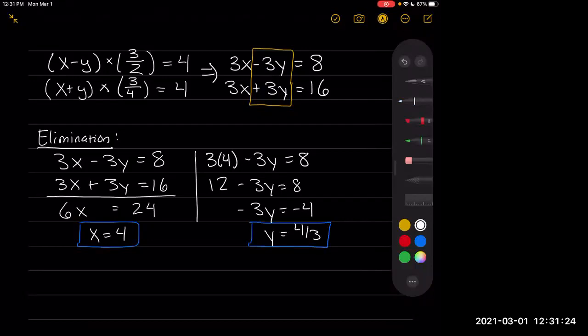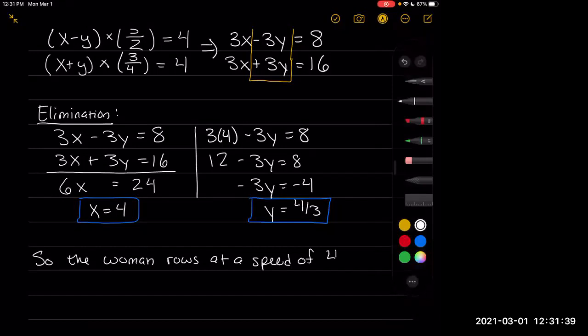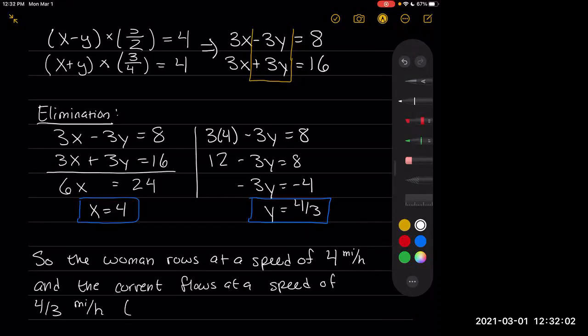Okay, so now we need to write it as a sentence. So the woman rows at a speed of 4 miles an hour, and the current flows at a speed of 4/3 mile per hour, which is the same as an hour 20.